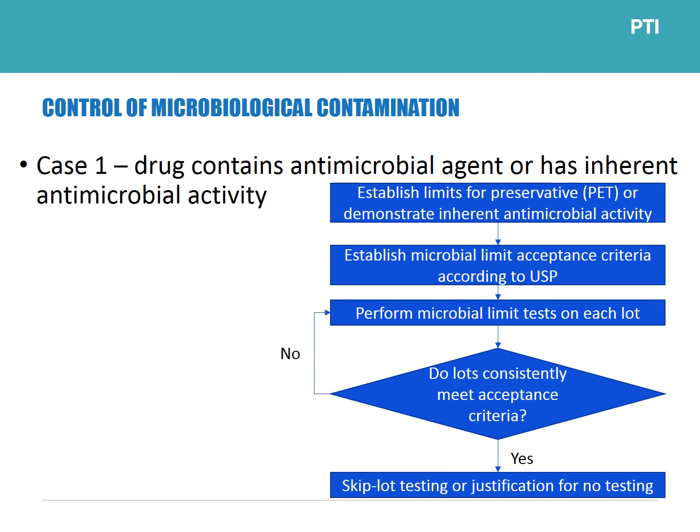We establish the microbial limit acceptance criteria according to the United States Pharmacopoeia, and its USP General Chapters 61 and 62 are relevant here. And we perform microbial limit tests on each lot. If we can show that every lot of drug product that we produce consistently meets those acceptance criteria, we can potentially justify skip lot testing. That's testing not on every lot of drug product that we manufacture, or we could justify no testing at all.